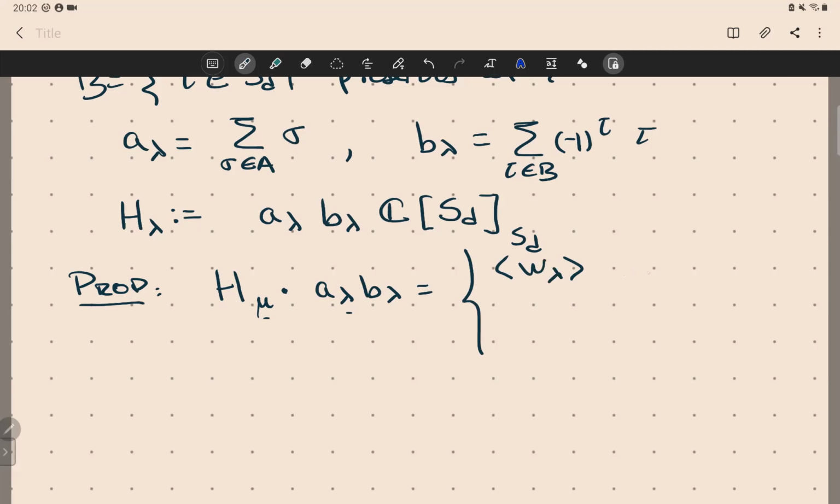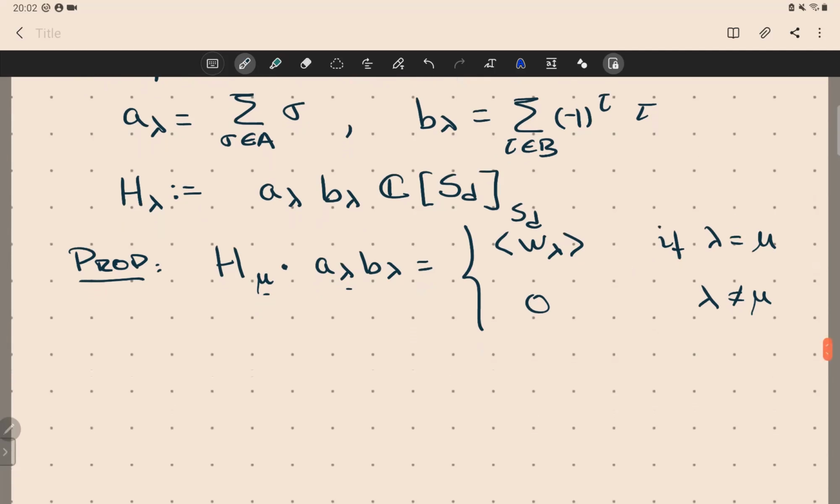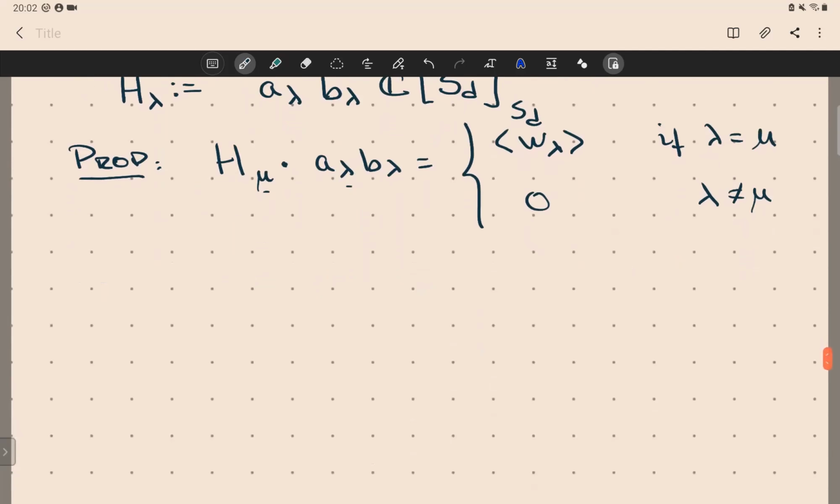W lambda. If lambda and mu coincide, it's zero otherwise. So this is a nice property of these representations. And there's another property very similar to the Pieri rule, which says the following.